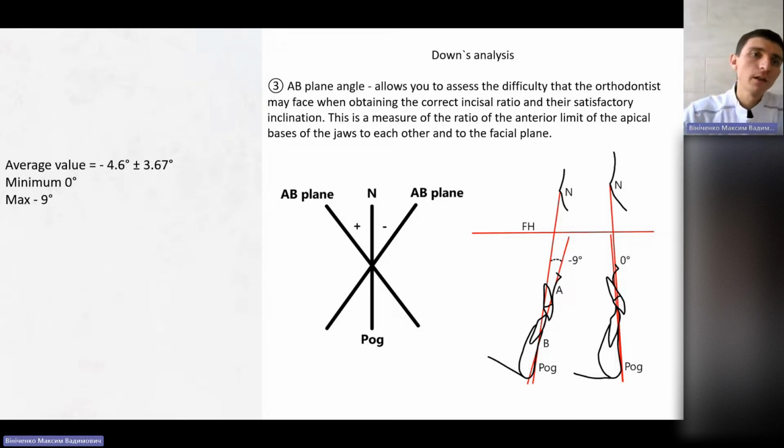So if you see that the average value is, for example, minus 4.6, you can see that it will be an easy treatment. If you see minus 10 or minus 11, you can tell the patient or the parents that there is a difficult treatment. Why? Because you know that the B-plane angle must be minus 4.6, but this patient has a minus 11 or minus 12, so it is a difficult treatment.